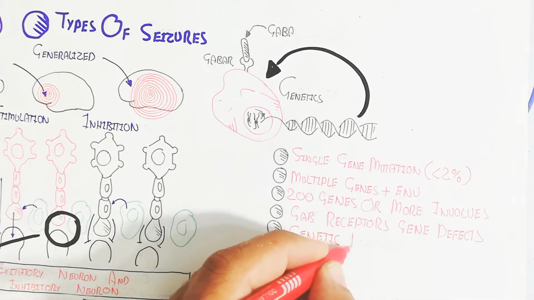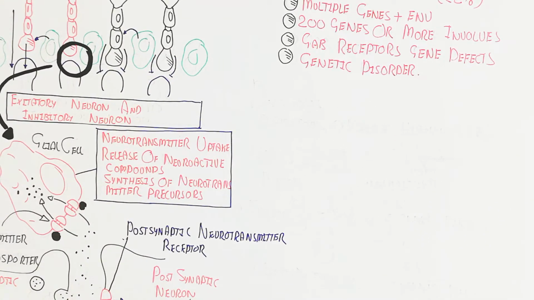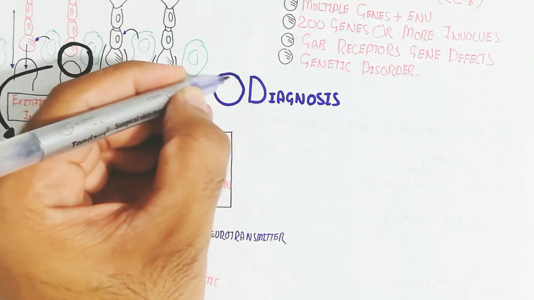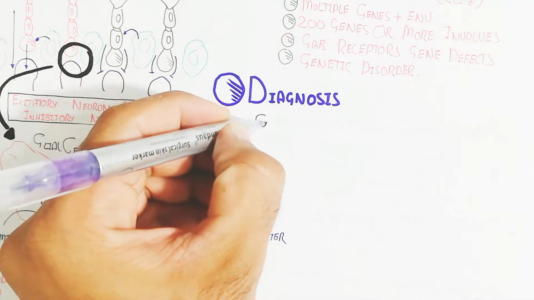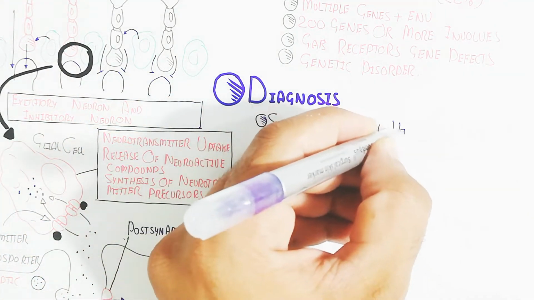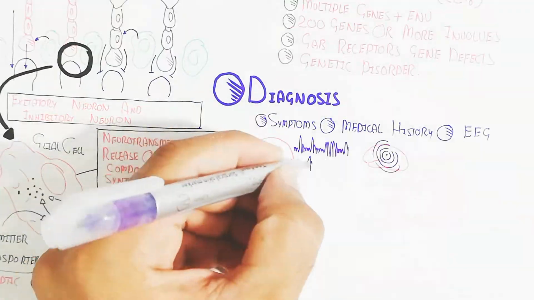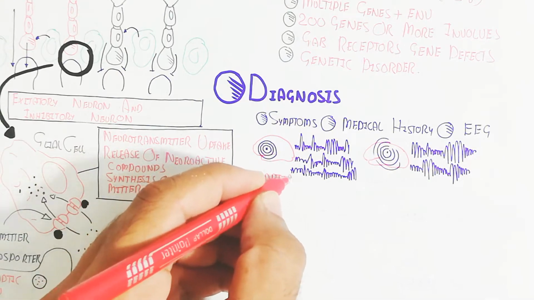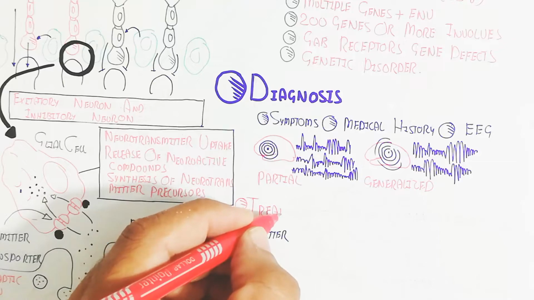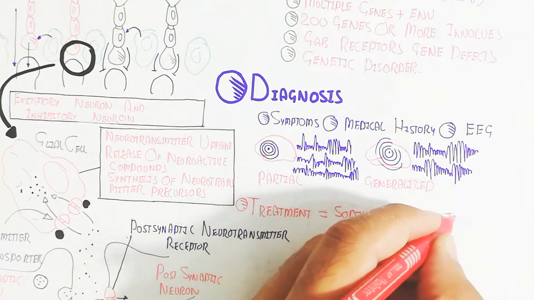So anyhow, let's begin to understand the diagnosis. The diagnosis is based on the symptoms. We can identify the symptoms to understand the seizure type, whether generalized or partial or focal. On the other hand, the medical history, not family history, the medical history, and the EEG, partial and generalized, and genetic disorder.